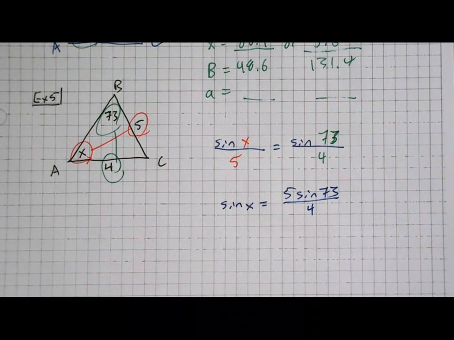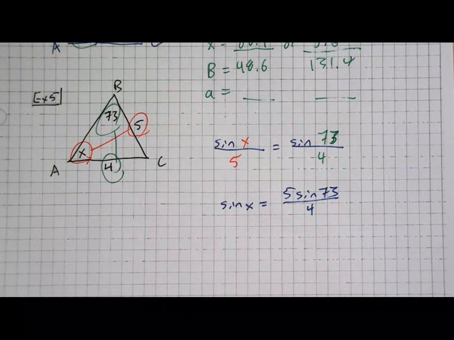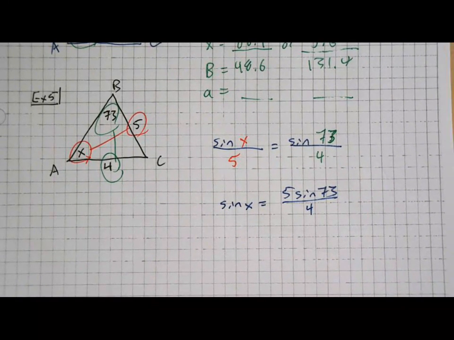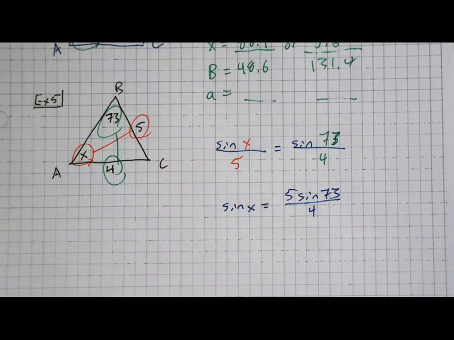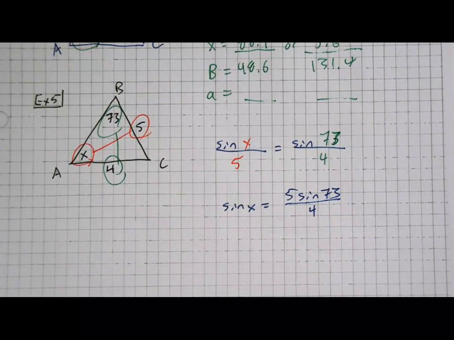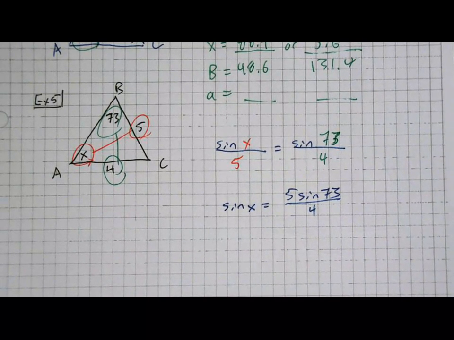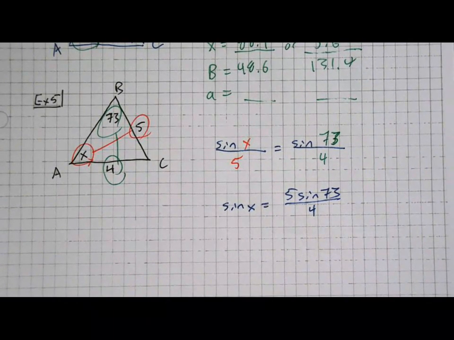How many of you have realized you don't really need to cross multiply when you're solving for the angle? You can just multiply both sides to get rid of this 5. Saves you a whole 2.5 seconds of your life. But many of you are going to decide, I'm just going to cross multiply every time because it works every time. Yep.